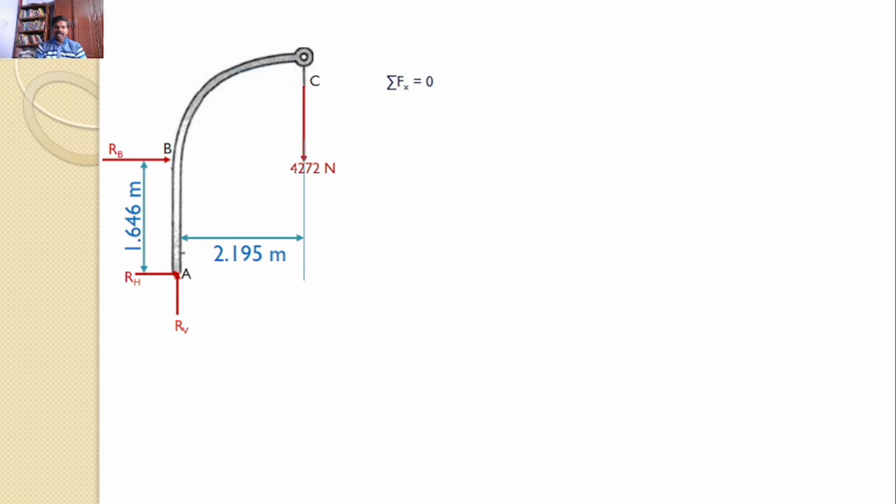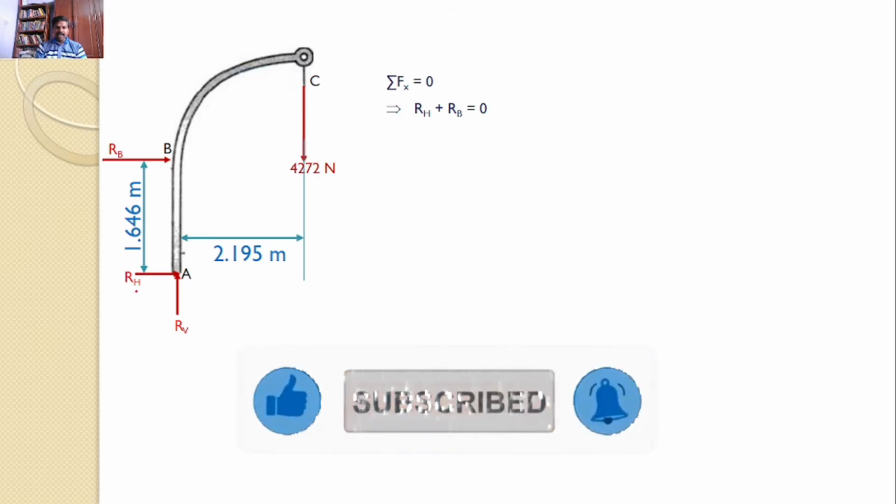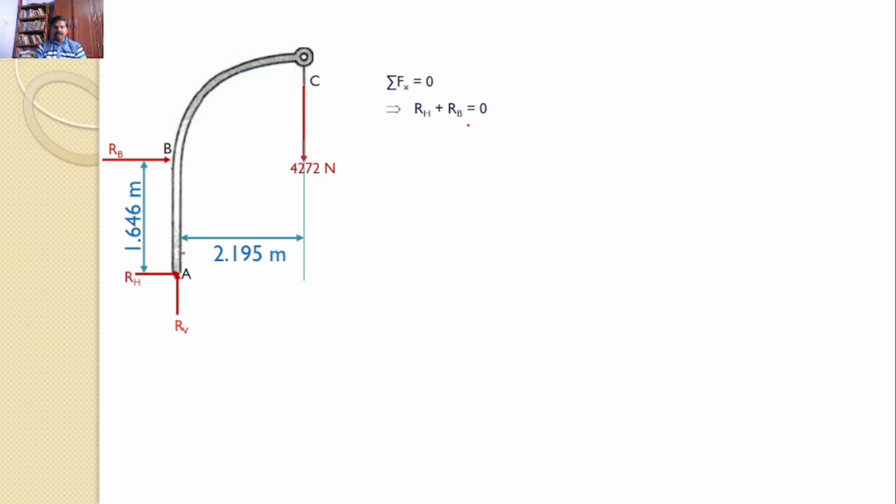Let us apply the equilibrium equations. Sigma Fx is equal to 0. That means horizontal force at B, RB, and here it is RH. RH plus RB is equal to 0, or you can say RH is equal to minus RB. Similarly, sigma Fy is equal to 0. There are two forces. Hence, directly I can say RV is equal to 4272 newtons. Now, apply the third equilibrium equation, sigma M is equal to 0.